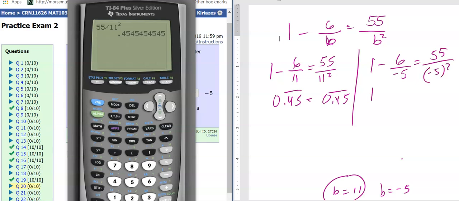So this is going to become 1 plus 6 over 5. Okay, and then -5 times -5 is going to be 25. So let's do the left side of this one. It's going to be 1 plus 6/5.